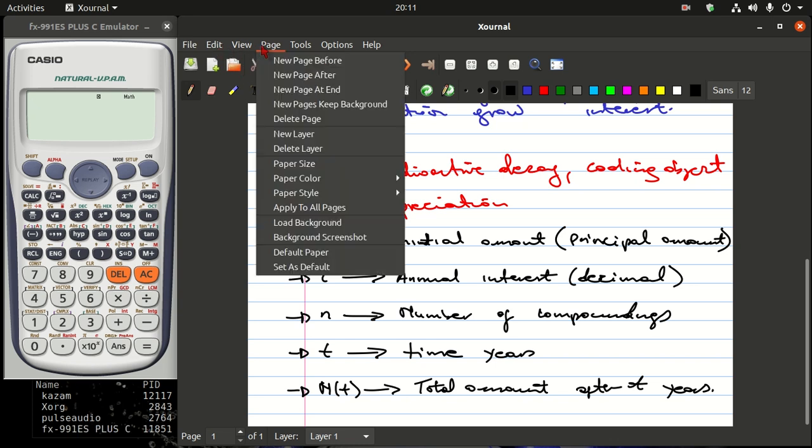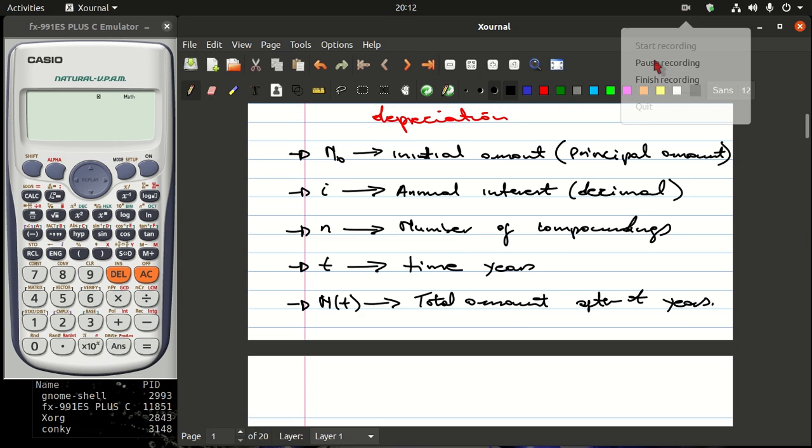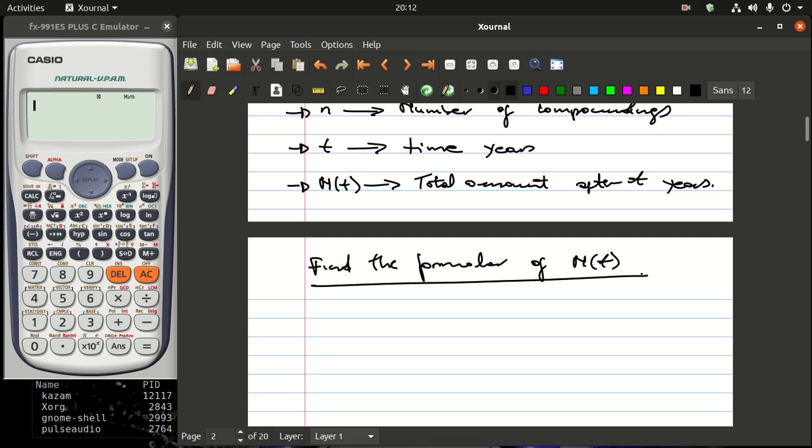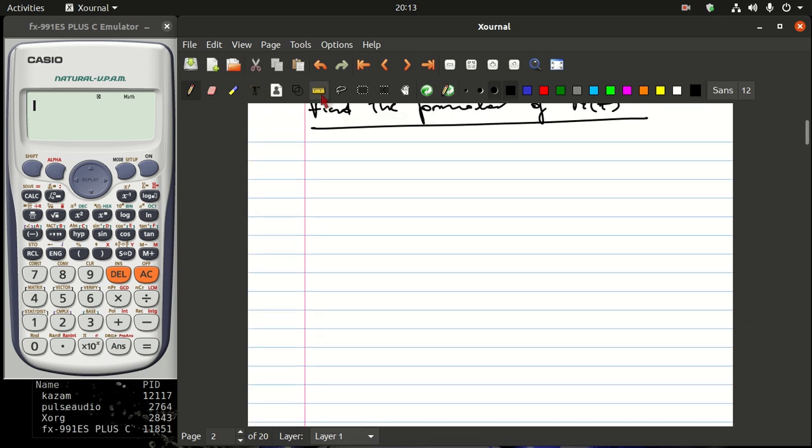Now, what is basically happening with this? I want to add some pages here. Now that we have this, I want us to find the formula of NT. Right. The formula of NT. This is what I want us to find. Now, I'm going to break this into two pages. I'm gonna break this page into two, and then this side I want us to have growth, exponential growth, and then this side I want us to have a decay.